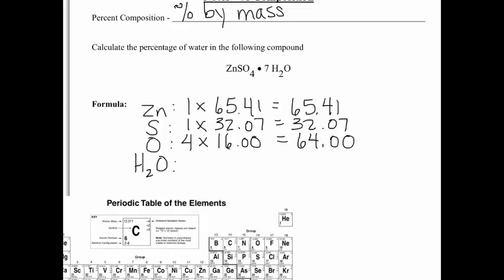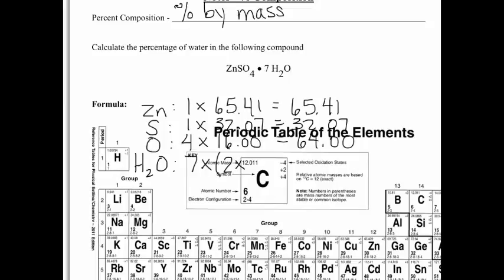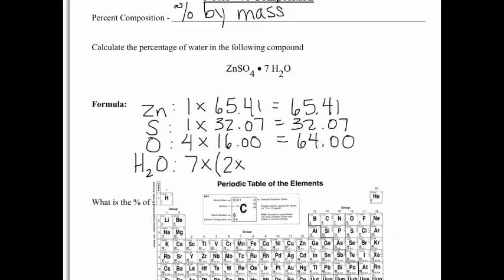And then water, we actually have 7 molecules of water, so we're going to multiply water's mass times 7. Now we need to actually figure out water's mass. So in parentheses here, I'm going to work this out. In water, we have 2 atoms of hydrogen, so 2 times, and then hydrogen, which is up in this corner, is 1.00794. So when we round that to 2 decimal places, it ends up being 1.01.